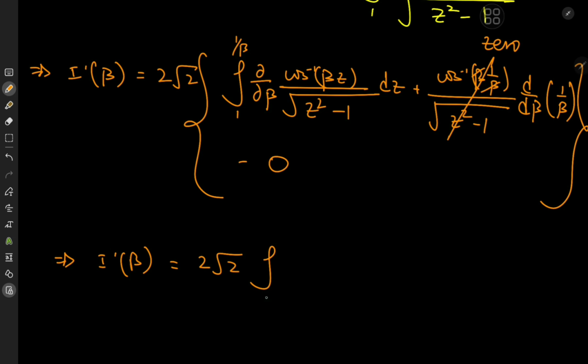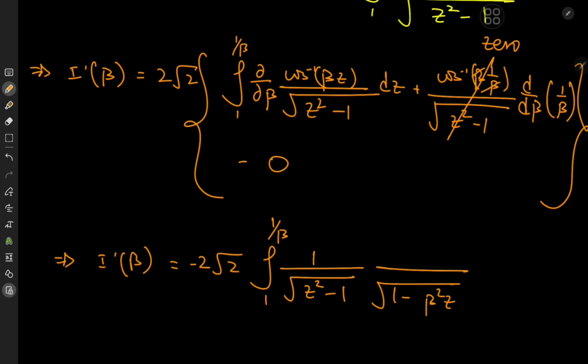root 2 times the integral from 1 to 1 by beta of what exactly? We have this 1 by root z squared minus 1 term being treated as a constant for differentiation purposes, and the derivative of the inverse cosine function is negative, and in the denominator we have what exactly? Yeah, we would have 1 minus beta squared z squared, and because of the chain rule, we would have this z term upstairs. Okay, cool.